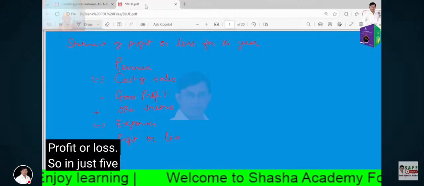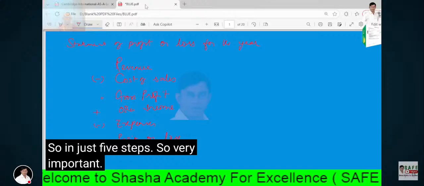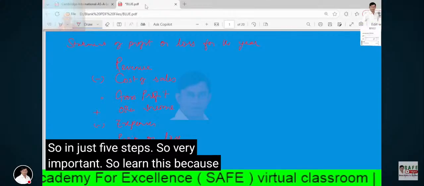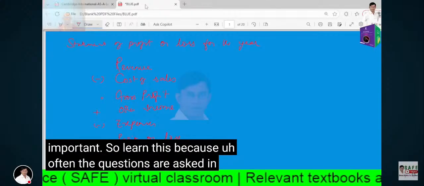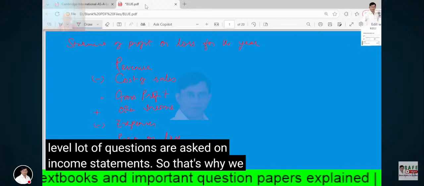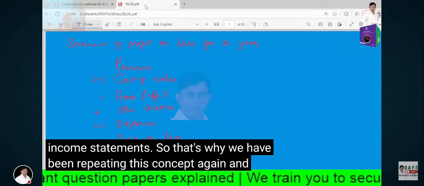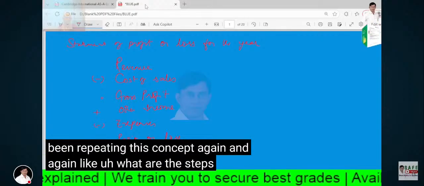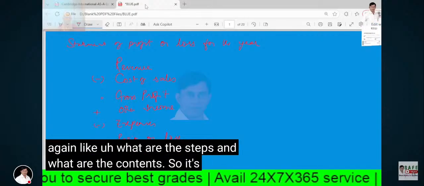So in just 5 steps, very important. Learn this because often the questions are asked in AS level. A lot of questions are asked on income statements. That's why we have been repeating this concept again and again: what are the steps and what are the contents. So it's very important. Okay.